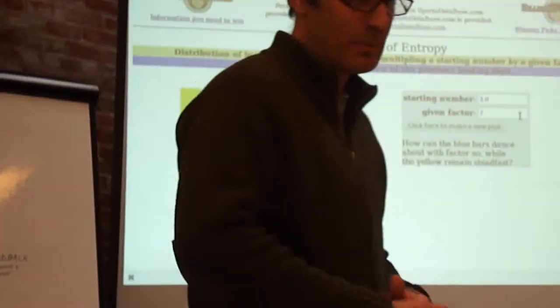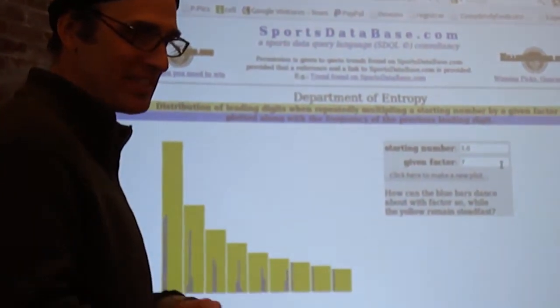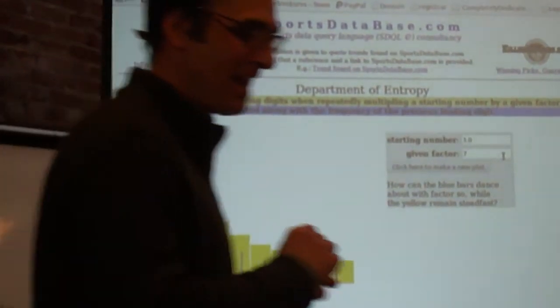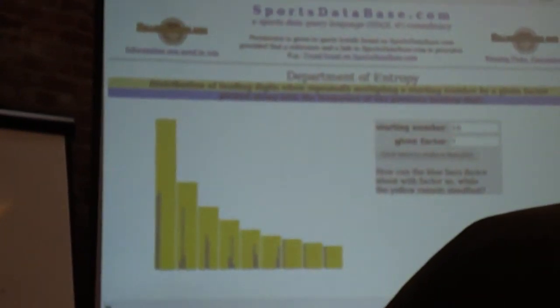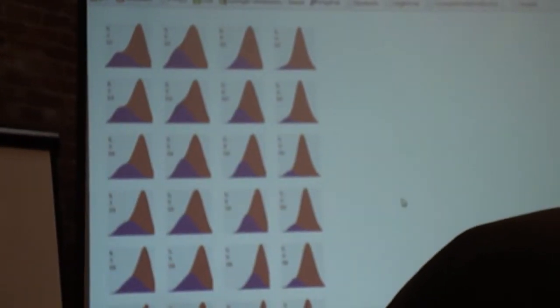The cute thing there is the blue bars dance around a bit, and yet somehow these yellow bars know how to stay the same. I thought it was kind of cute for Pi Day, but I'll move on to some more interesting data graphics showing actual data.